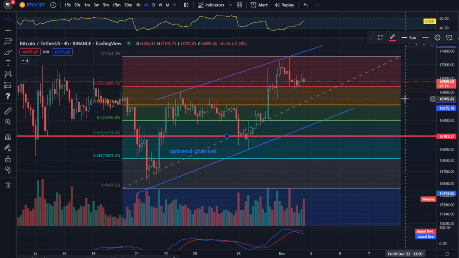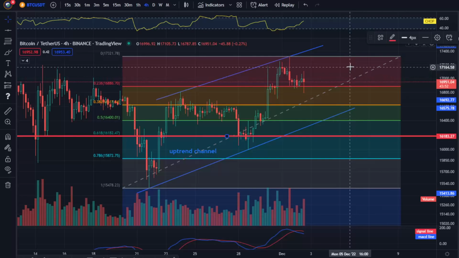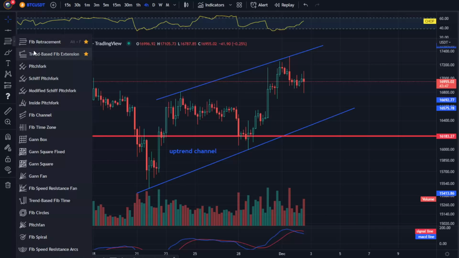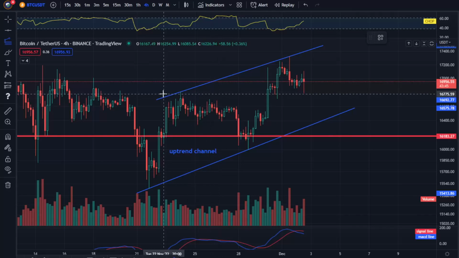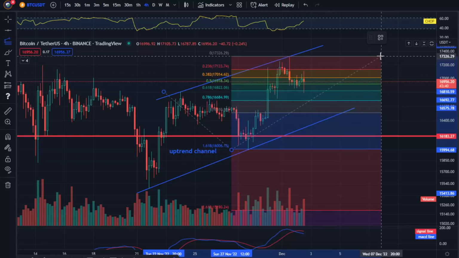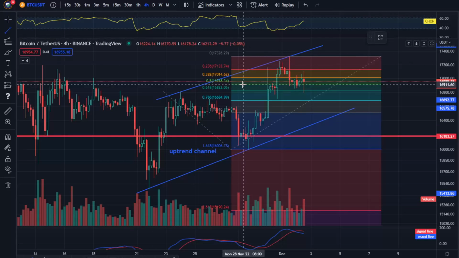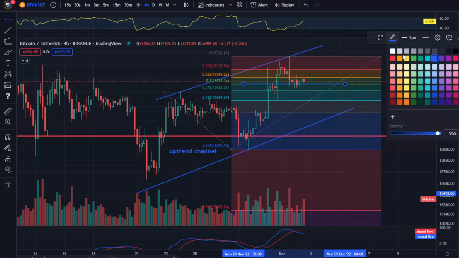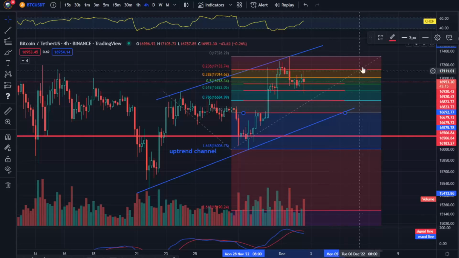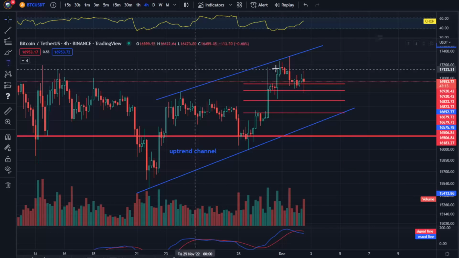Then using the trend-based fib extension tool, we will check what support we can consider in the near future based on the recent movement. Thus we see that we have the first support at $16,920, the second support at 0.61 FIB is $16,824, the third at $16,680 and the fourth at $16,507.